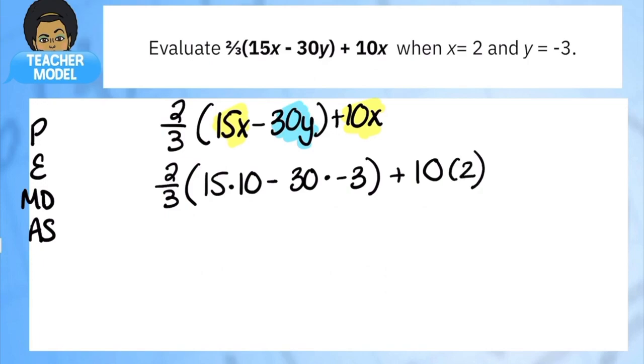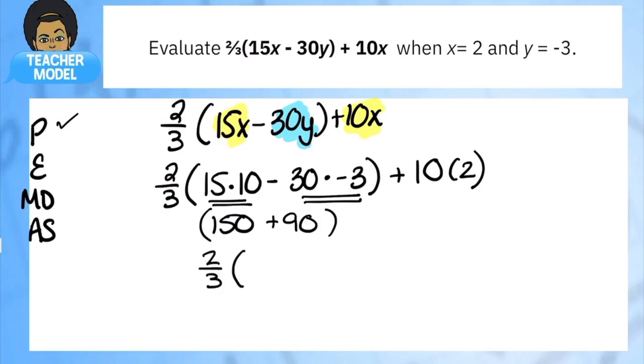So this is a lot. It looks like a lot. So let's chunk it down into smaller pieces. Let's work on what's in our parentheses first. And we have multiplication and some subtracting. So let's do our multiplying first. So here, I'm going to multiply these two and I have 150. And let's multiply these two, -30 times -3, and that's +90. And I can now add those parts together to get 240. So 2/3 times 240 plus 10 times 2 is 20.